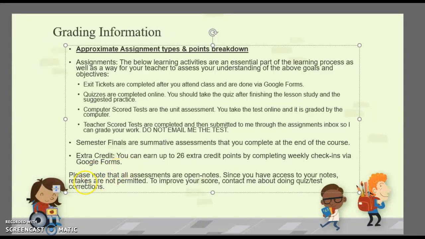Okay. And also please note that all assessments are open notes. Since you have access to your notes, retakes are not permitted on tests. Quizzes, you get 3 attempts. To improve your score, contact me about doing quiz or test corrections. So test corrections are a way that you can earn back some points if you totally bomb a test.